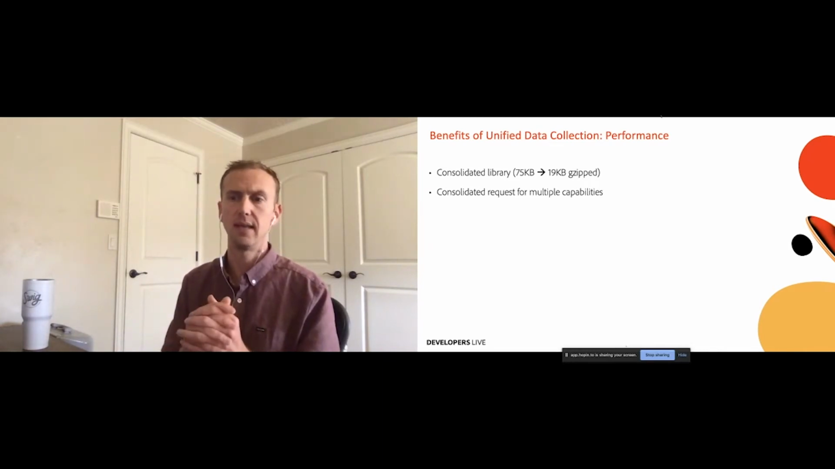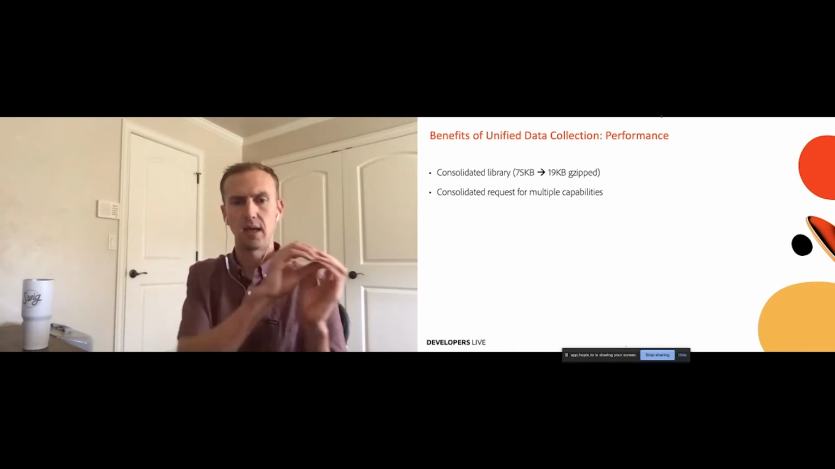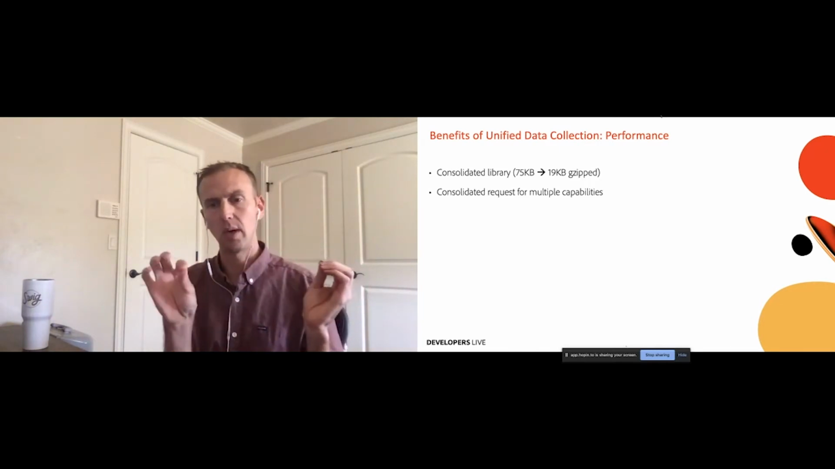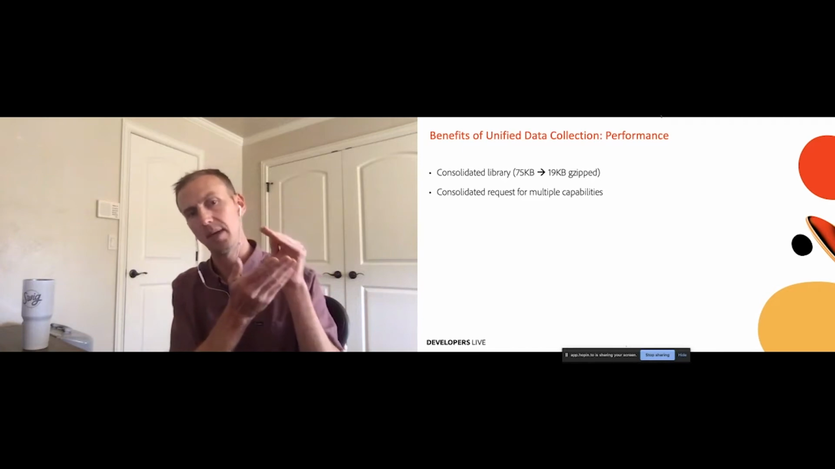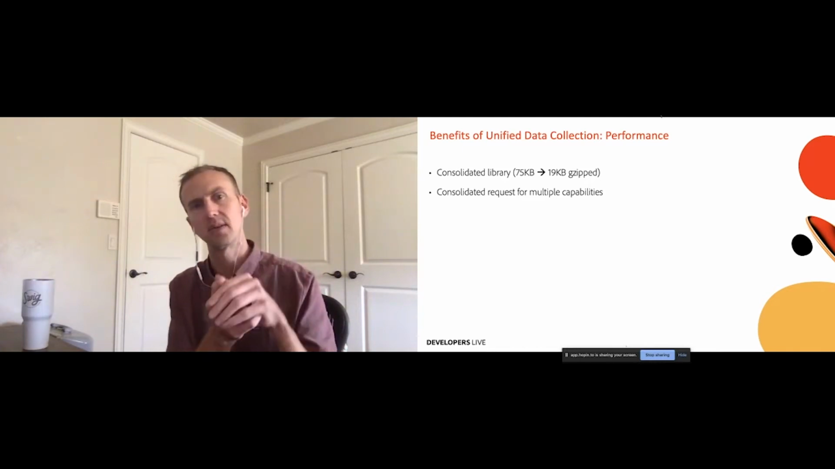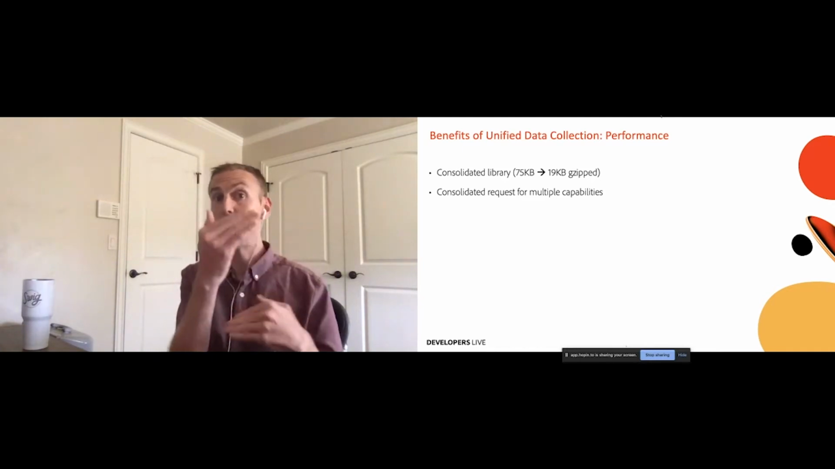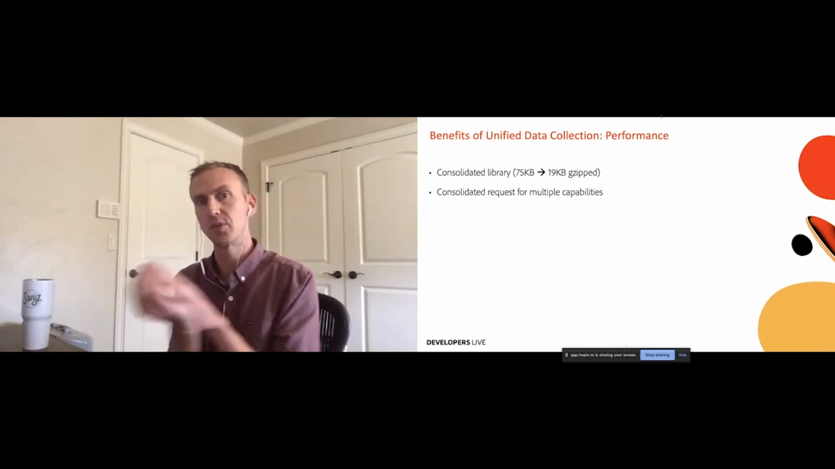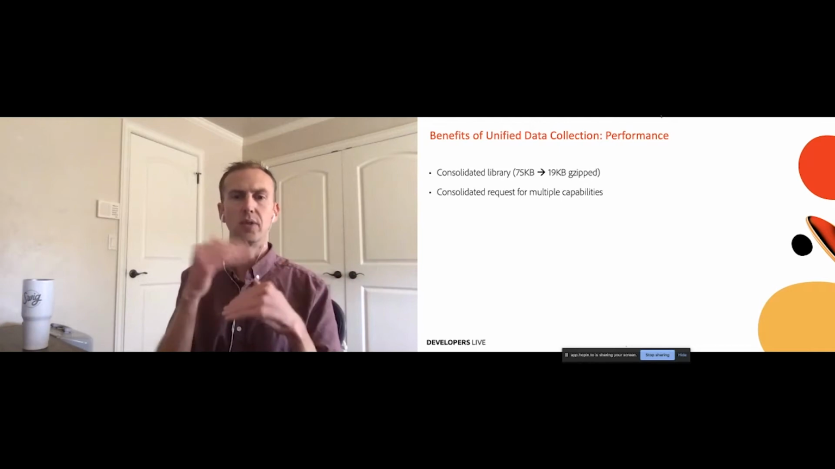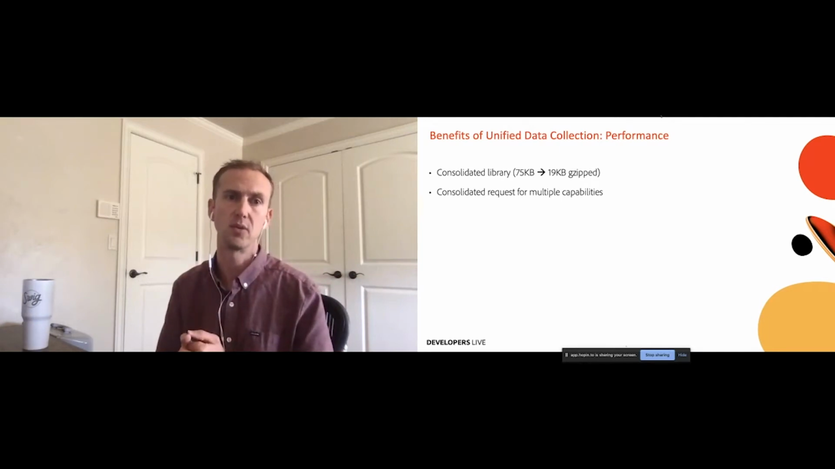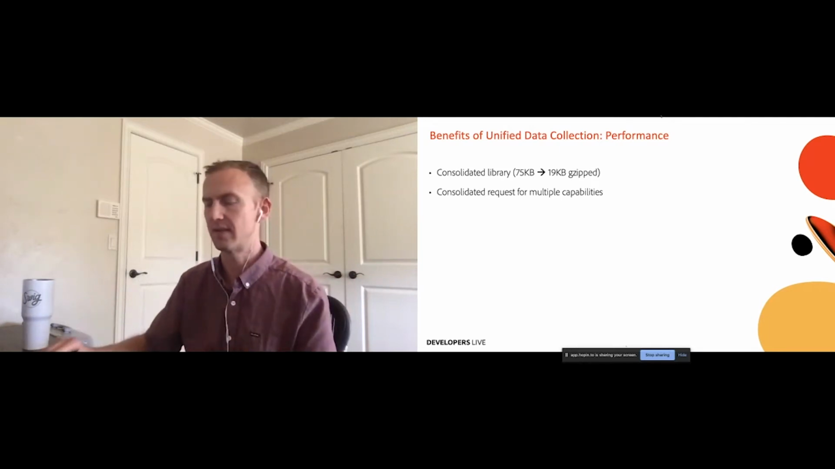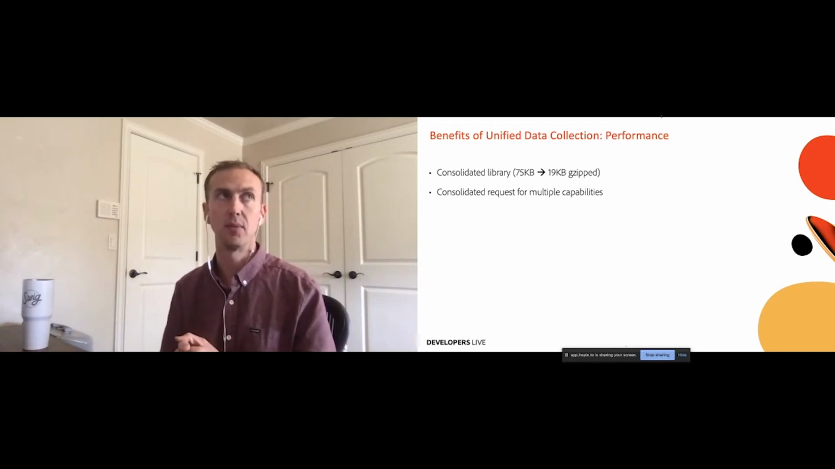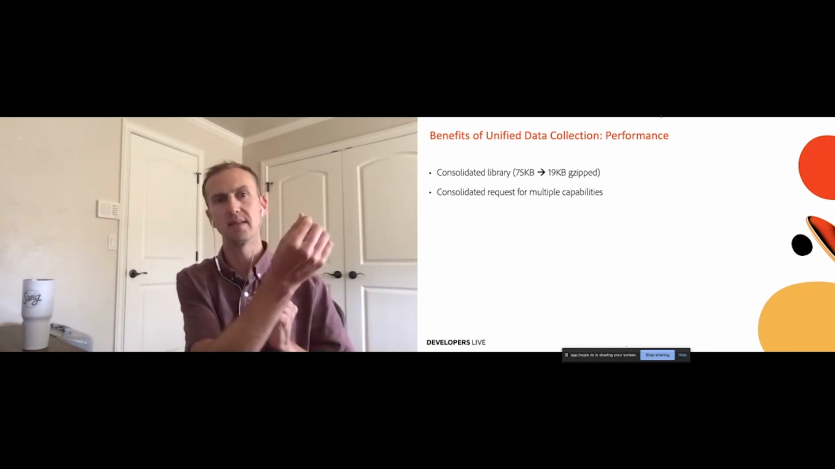We were able to consolidate requests for multiple capabilities. Like I said, the Web SDK can make one request with information about identity and analytics and personalization, instead of multiple requests. That can go in one request, and the Edge network can respond with a single response with information about these different capabilities as well. So, fewer requests.